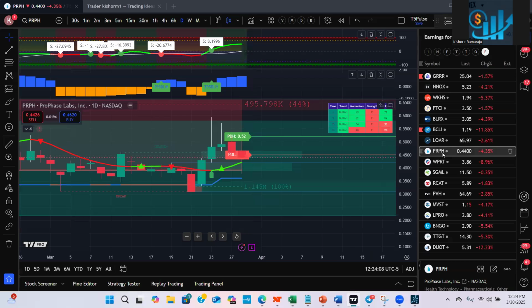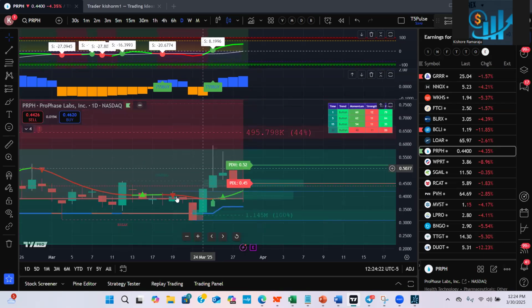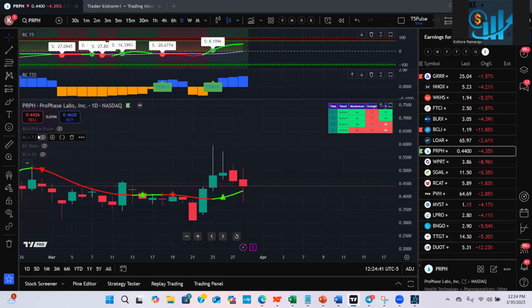So for PRPH, we are bullish. For BCLI, we are bearish. For GRR, we are bearish. Like that, you look at multiple tickers. One thing is you have to look at the confluence. Second, if multiple indicators are giving the same signal, and there is a lot of gap between the buy orders and sell orders, that is a good opportunity. If the buy and sell are very close by, then it can move sideways. If you have a lot of indicators telling the same thing, you have a high chance of success.